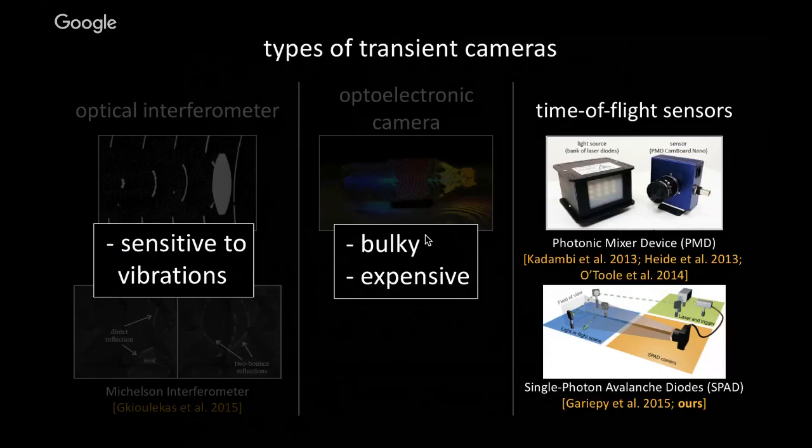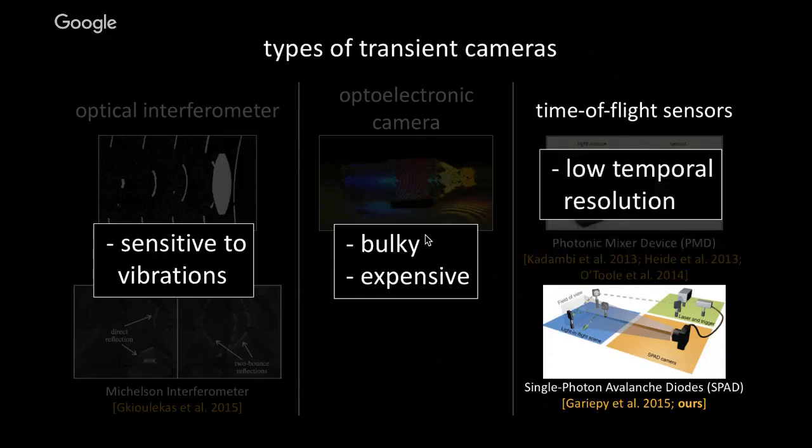Now, these sensors are really designed to capture depth maps, not transient images. And so there are some challenges in trying to capture not just the direct reflection from the scene, which gives you depth, but the light that might be scattering a little bit later in time. So I'm going to focus on these SPADs for capturing this type of information.